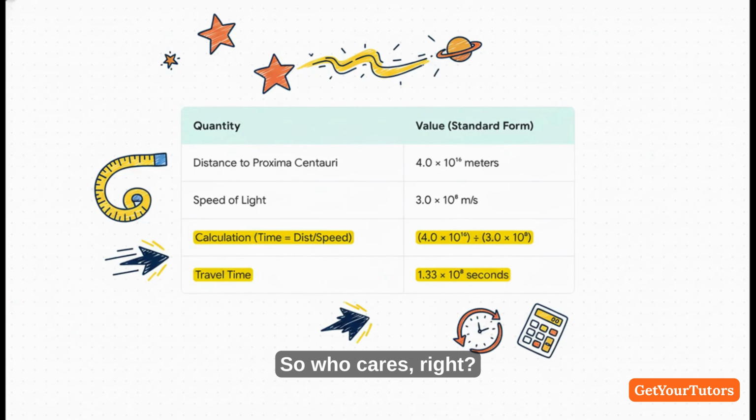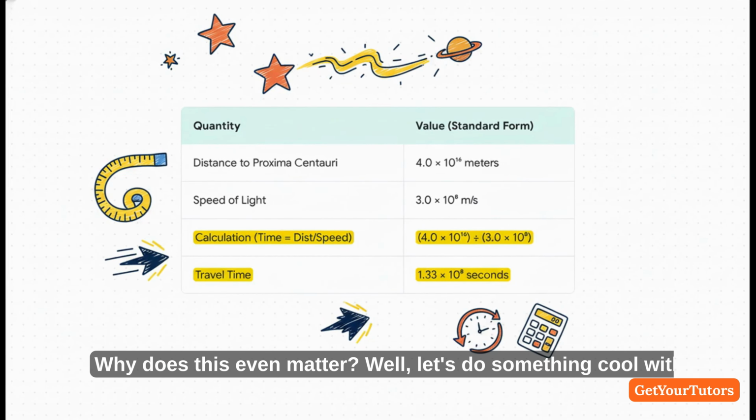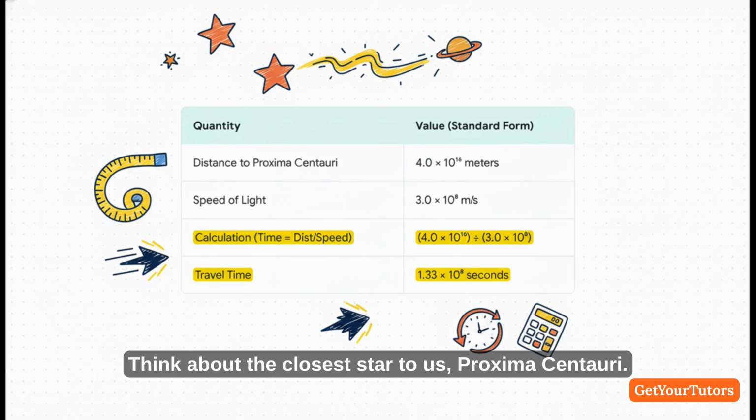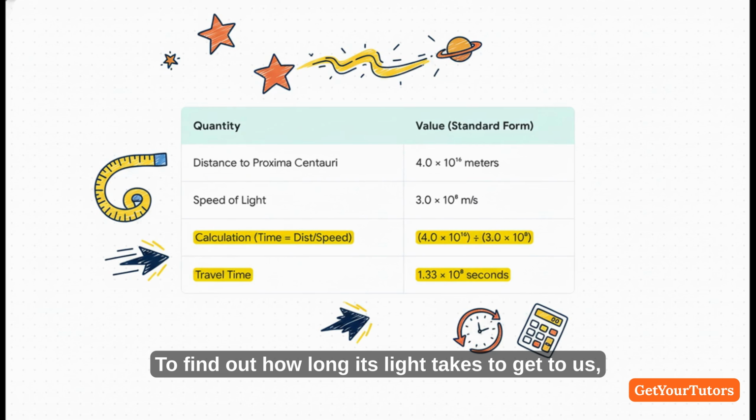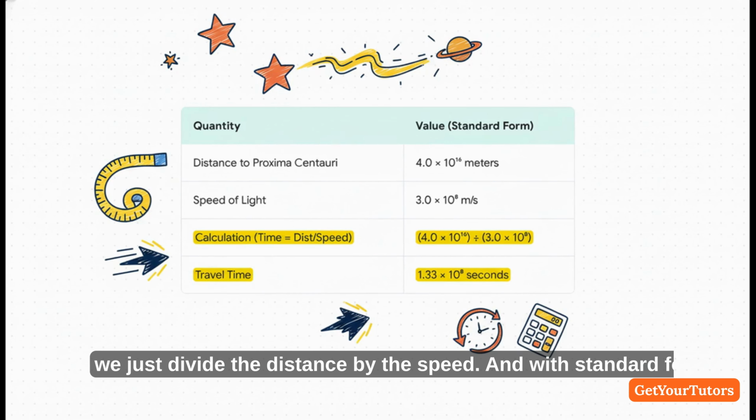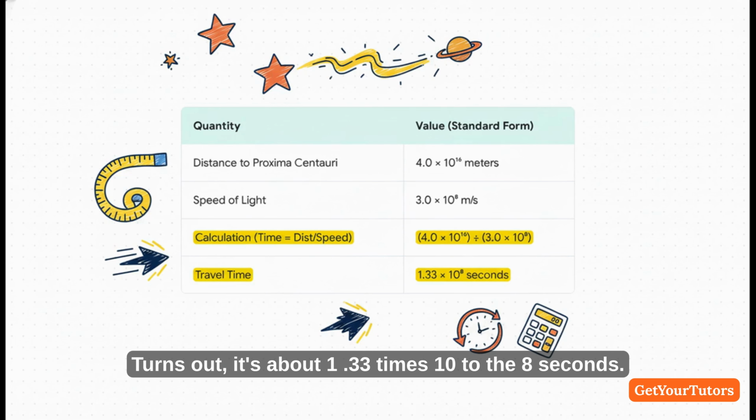So who cares, right? Why does this even matter? Well, let's do something cool with it. Think about the closest star to us, Proxima Centauri. It's a ridiculously long way away, about 4 times 10 to the 16 meters. We know light travels super fast, 3 times 10 to the 8 meters every second. To find out how long its light takes to get to us, we just divide the distance by the speed. And with standard form, what would be a nightmarish calculation is actually pretty simple. Turns out it's about 1.33 times 10 to the 8 seconds.